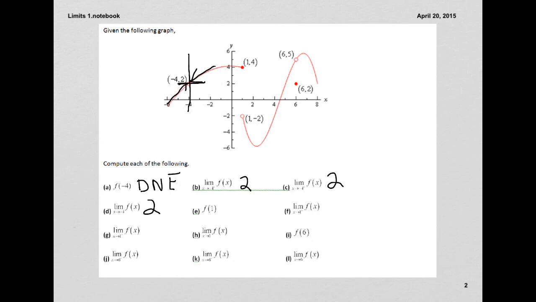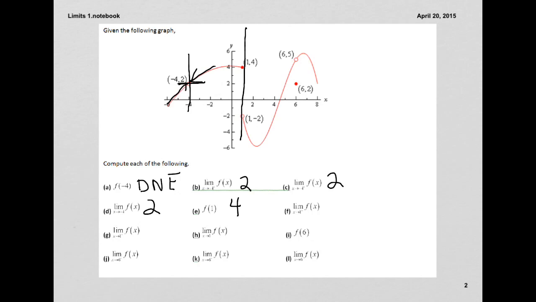Okay, our next one, f of 1. Well, again, we're looking at this point right here, and we see there is a closed circle up at 4, but an open circle down at negative 2. So that means f of 1 is equal to 4.